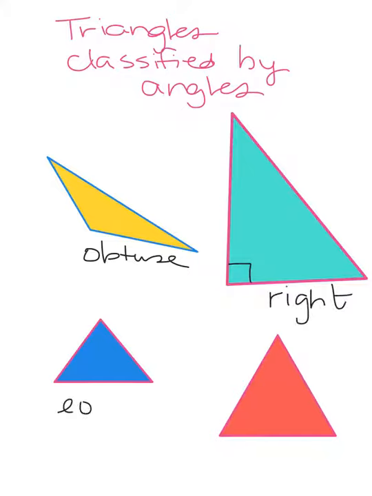We also have an equiangular triangle. And that actually is exactly what it sounds, equal angles. So all of these angles are going to be congruent. And the last kind we have is an acute triangle. And what that means is each of the three angles have a measure of less than 90 degrees.